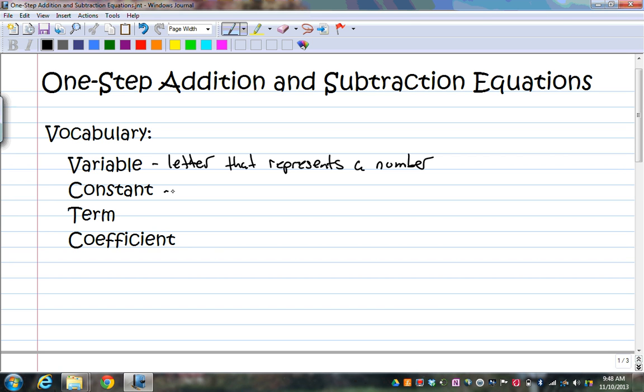A constant is a number with no variable part. So in other words, it's a number by itself.